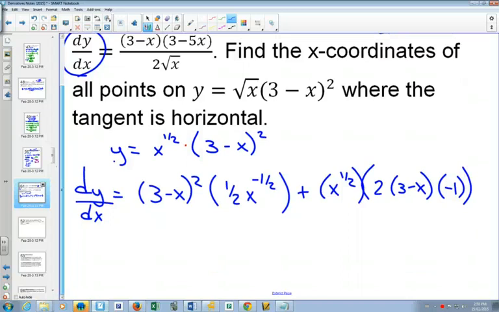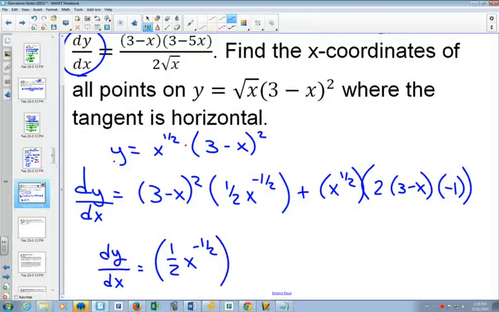So it makes sense for me, since I see the x to the half in here a couple times, to factor out a 1/2 x to the negative a half. Put some big square brackets here so we can see what's left. In the first one, we're going to just be left with 3 minus x squared. In the second one, first of all, this whole expression is going to be negative, so I know there'd be a subtract sign here.